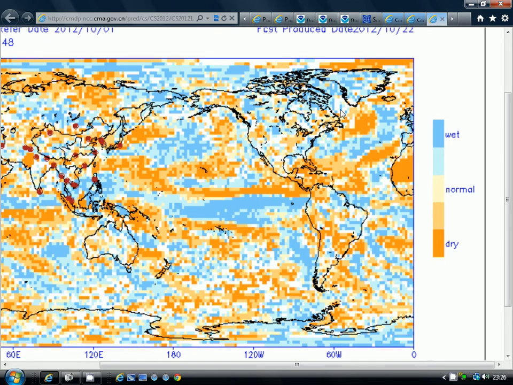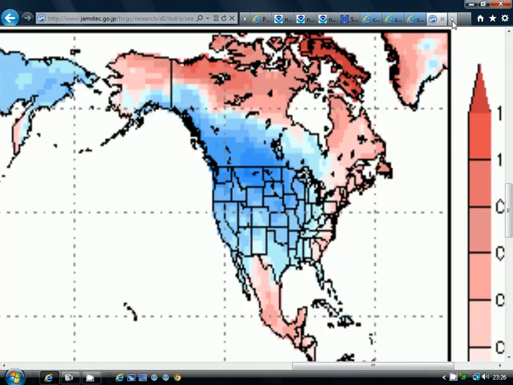And for precipitation, it's hard to decipher much from the precipitation. Some areas above average, some areas below average, so hard really to decipher too much from that, but certainly the height anomaly is quite interesting.